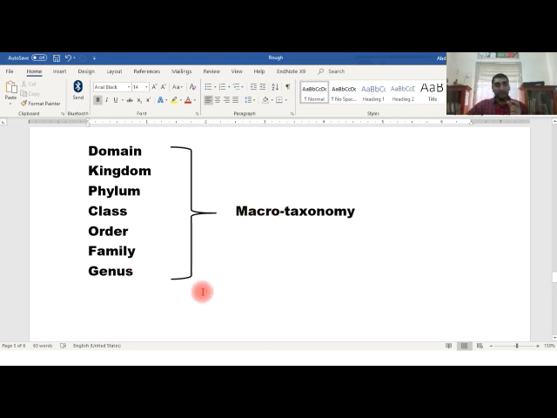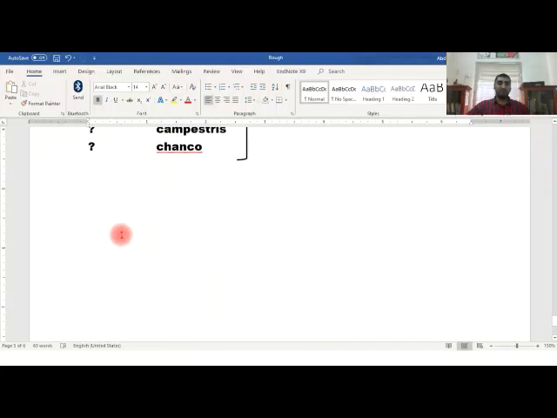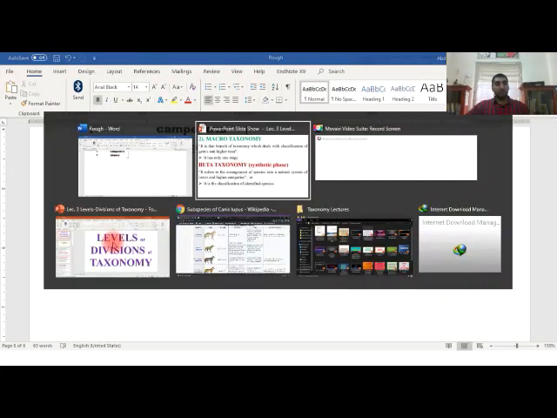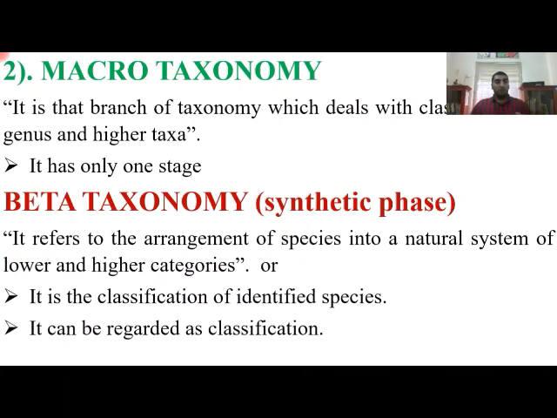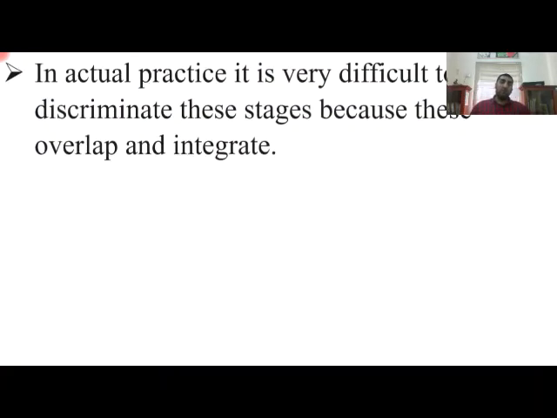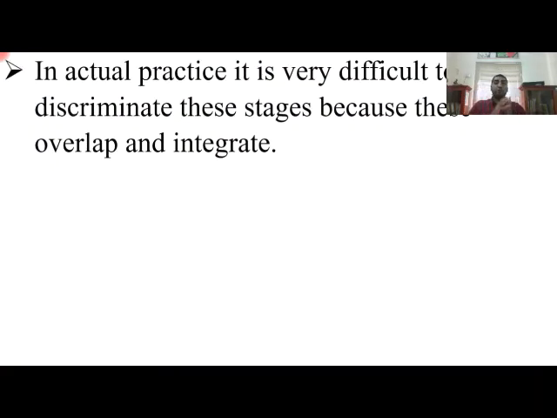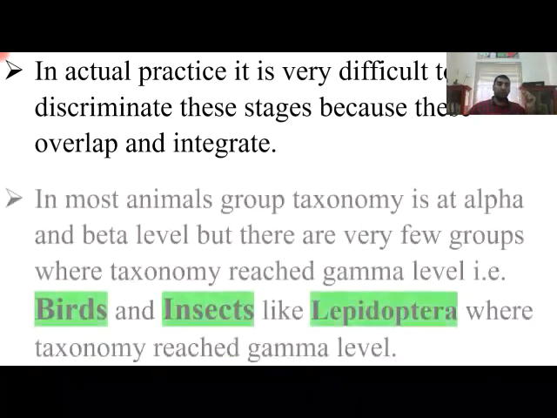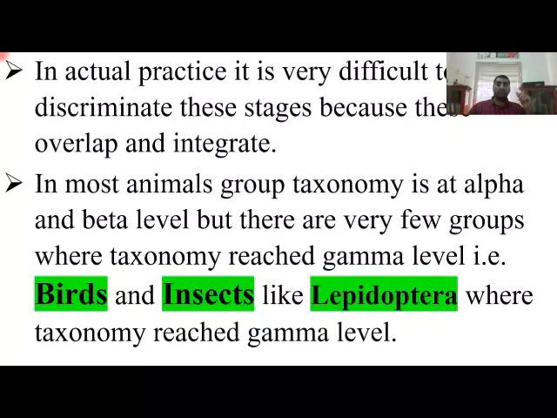And the arrangement of the identified species in these categories is known as the beta phase. Okay. Back to lecture. It can be regarded as classification. Now, in actual practice, it is very difficult to discriminate these stages from each other because they overlap and integrate with each other. But anyhow, if you are an expert, you can see it.